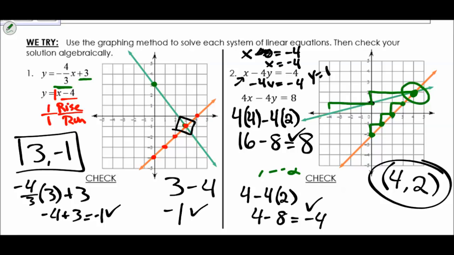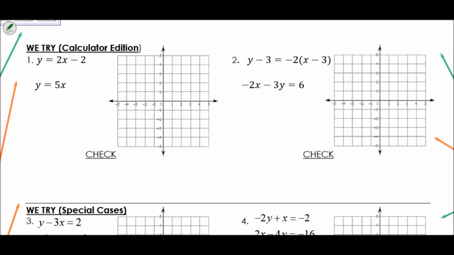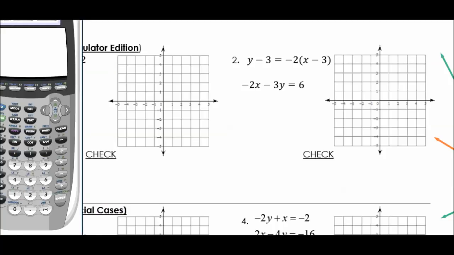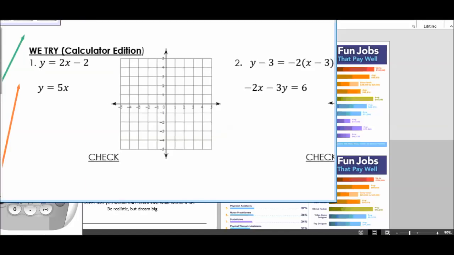Okay, you might have already picked up on this. We can actually do some of this in the calculator. If it's given in slope-intercept form, you can use the calculator to do this. Bring my calculator up. I'm going to shoot this down.